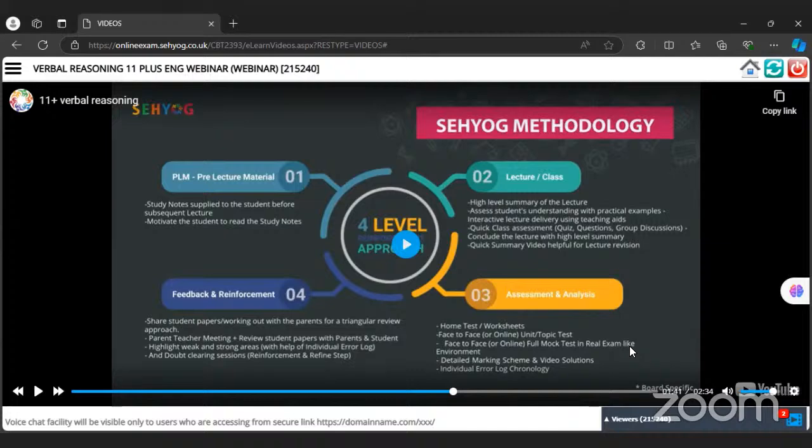Okay. So we have 4 steps over here in terms of completion of the classes that we follow at Sahyog. As you can see, we've already presented 4 steps here. One is the pre-lecture material, then we have lecture classes, then we have assessments and analysis, and we have feedback and reinforcement.